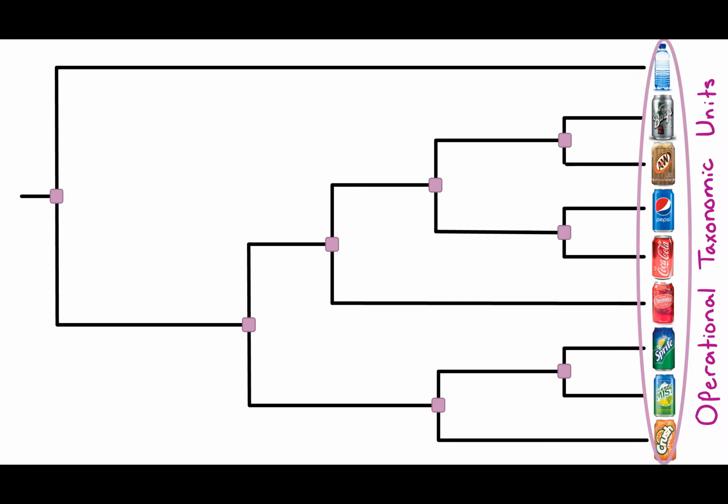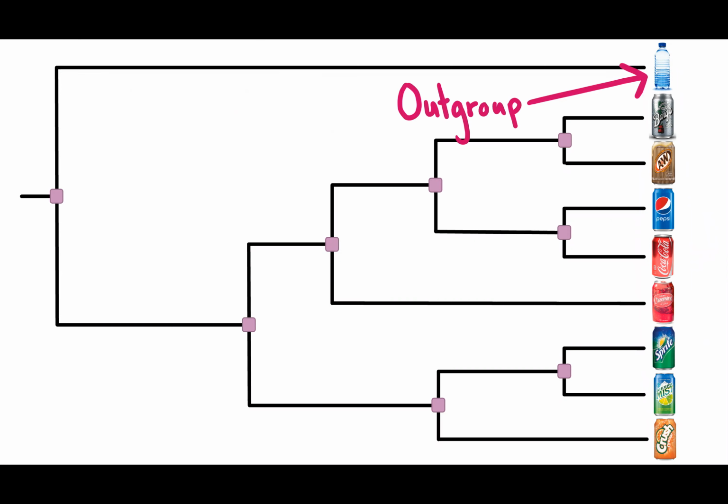In this tree, the OTUs are the different sodas in the water. The water in this case is the outgroup. This means that it diverged the earliest and allows the tree to be a rooted tree, which lets us see the order of divergence, which we will now go through for this one.